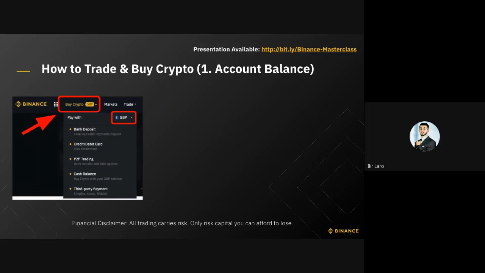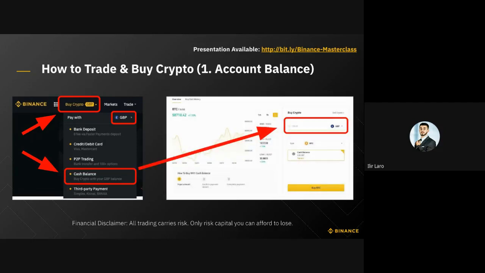So go on the home page, go on the navigation bar, click on buy crypto, make sure you select GBP when it says pay with, and then you can see it right there, cash balance. So click on the cash balance and then you'll be directed to the page on the right. This is actually a really simple page. It's quite simple and quite easy to use. So I'm not going to touch on more about this. You just essentially type in the amount that you have in your GBP.